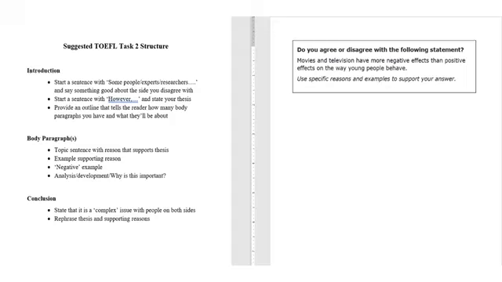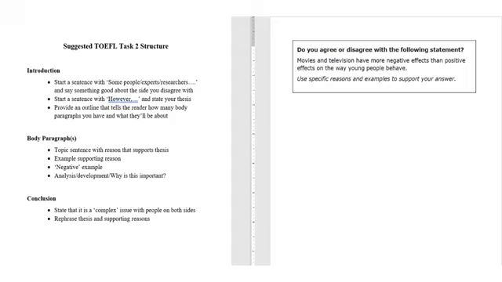So in the introduction, you can just start a sentence with saying something like, some people or some experts or some researchers, and then say something good about the side you disagree with. So let's say, for example, I think bananas are delicious. So I would start by saying, some people claim that bananas are not delicious because of blah, blah, blah. After I do that, I'm then going to have a sentence that says, however, and then I'm going to state my thesis, which is by far the most important part of your essay. It's your opinion.